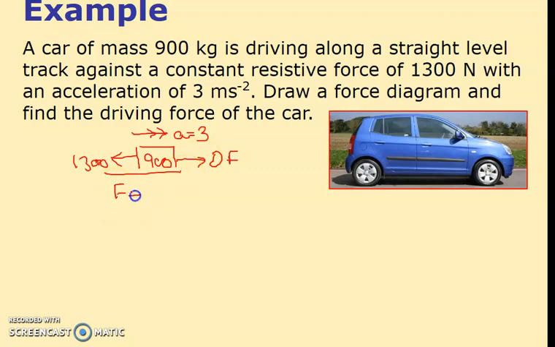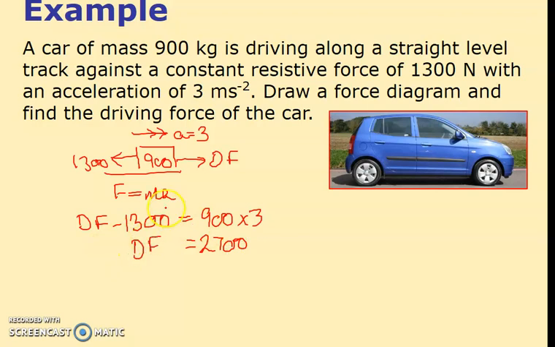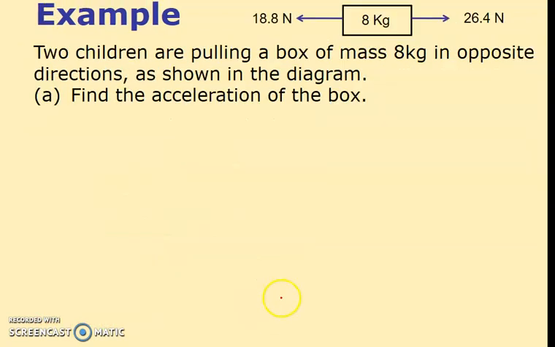So of course F equals MA, that's no different. So I'm going to write, now here's the important thing, it's going to the right in terms of the acceleration, so I've written dF first. And I then write minus the 1300 equals the mass, what was that, 900, times the acceleration, which is 3. Now obviously this is 2,700. If I move the 1300 over, it becomes a plus. So you can clearly see the driving force on this car must be 4,000 newtons.